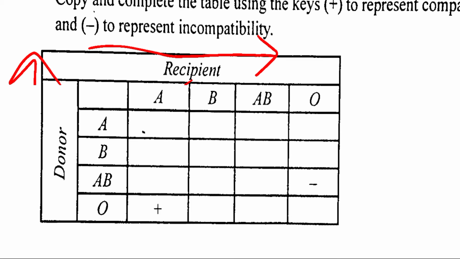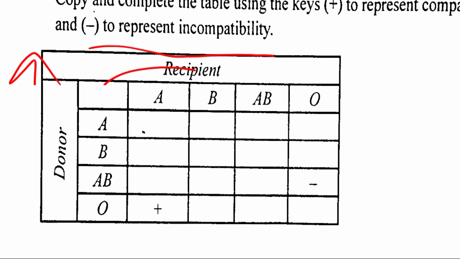Having said this, we can answer all of the questions here relating to compatibility and incompatibility. I would undo the annotations on the screen. Now, a person who has blood type A can give blood to a person who has blood type A. So this is going to be a plus on grounds that there is the same antigen, the same antibody. There will be no agglutination. This is successful.